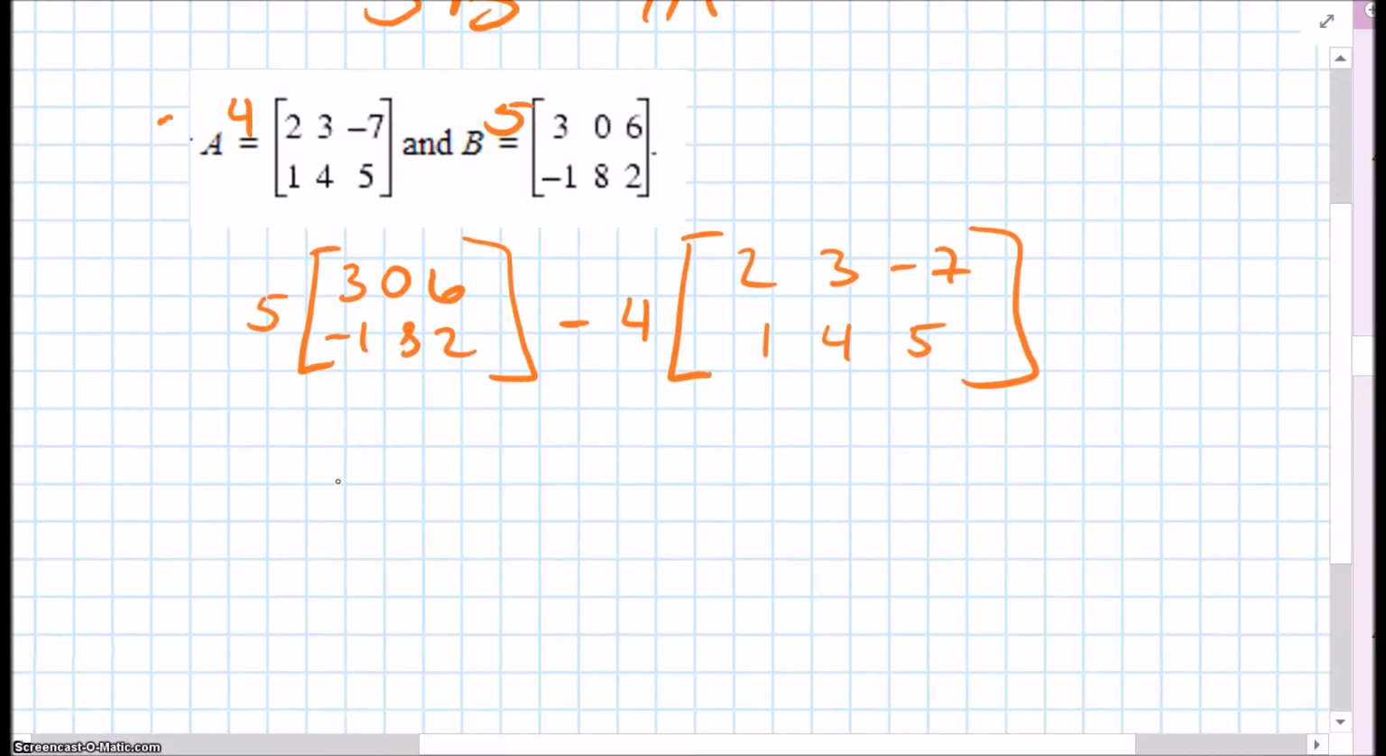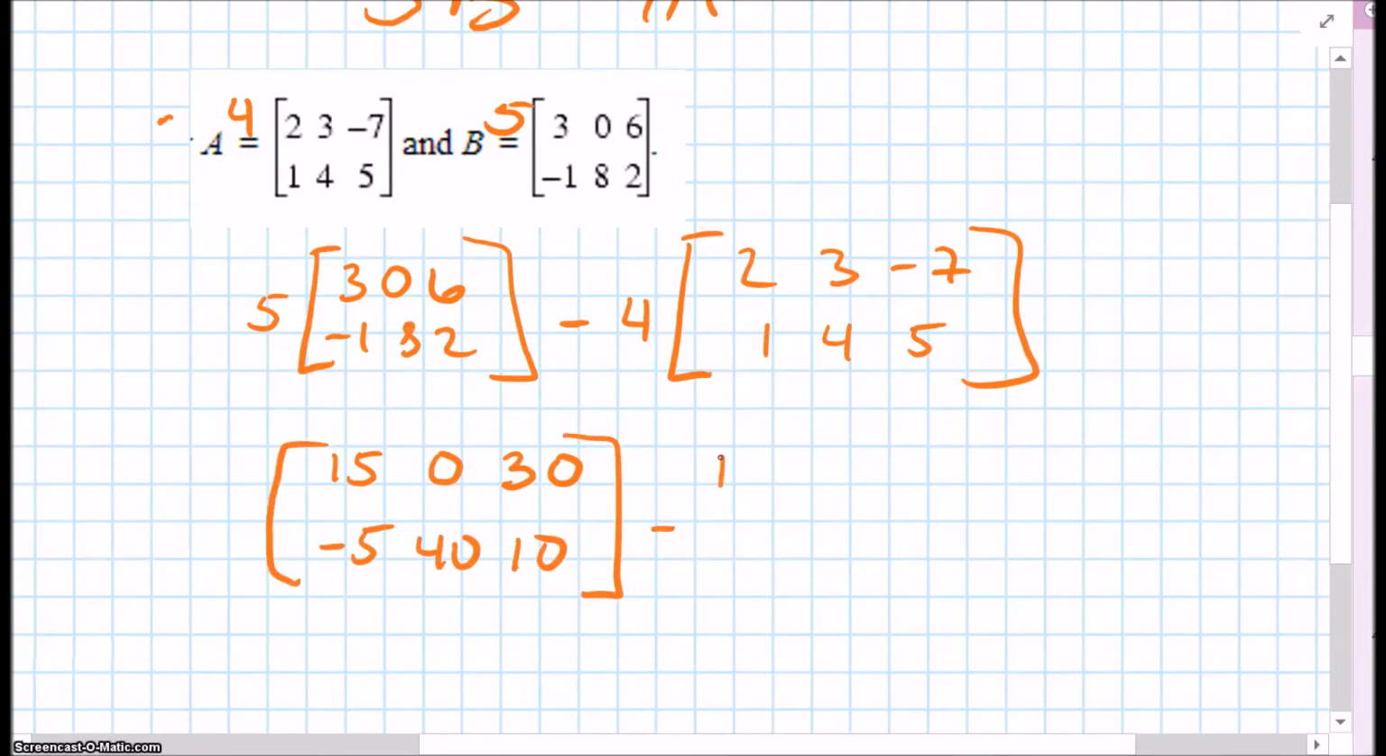So distribute the 5. 5 times 3 is 15. You get 0 and 30 up top, -5, 40, 10 at the bottom. Now subtract 4 times 2, which is 8. 4 times 3 is 12. 4 times -7 is -28. 4 times 1 is 4. 4 times 4 is 16. 4 times 5 is 20.